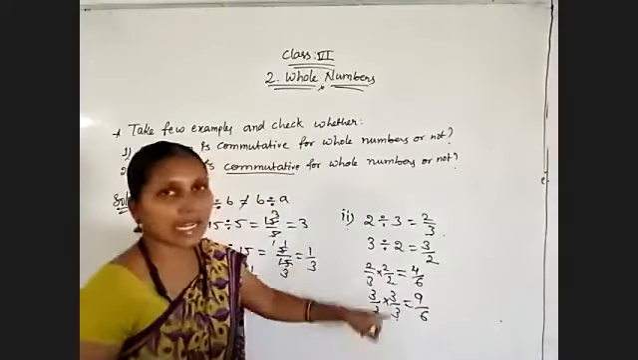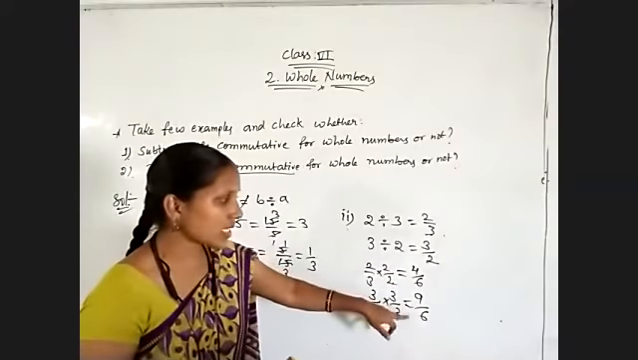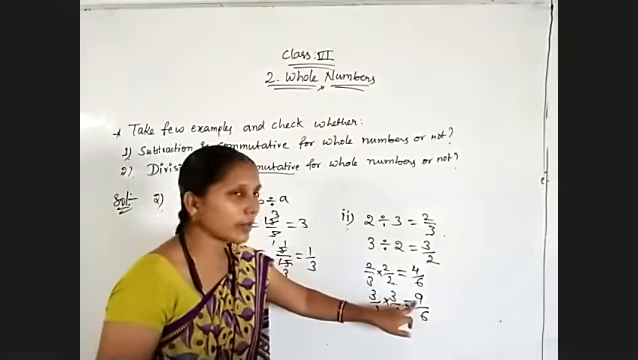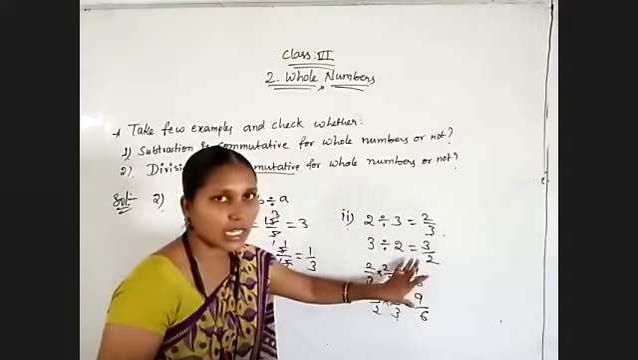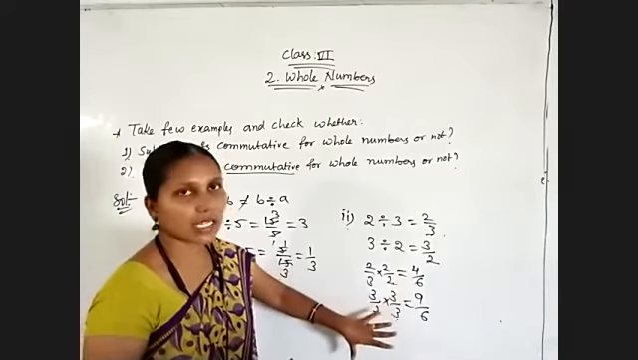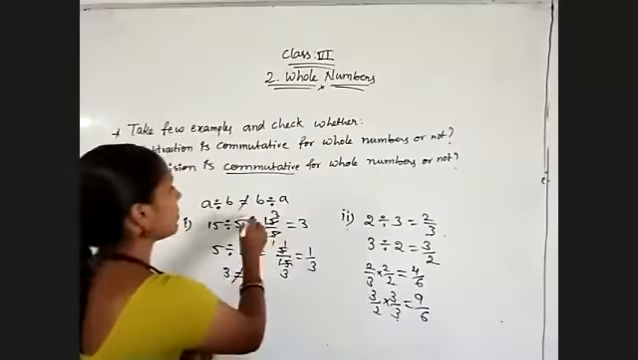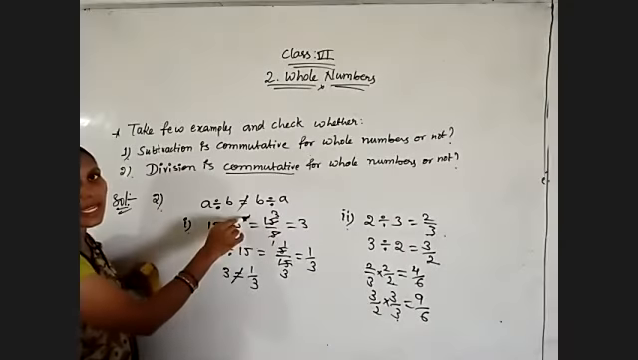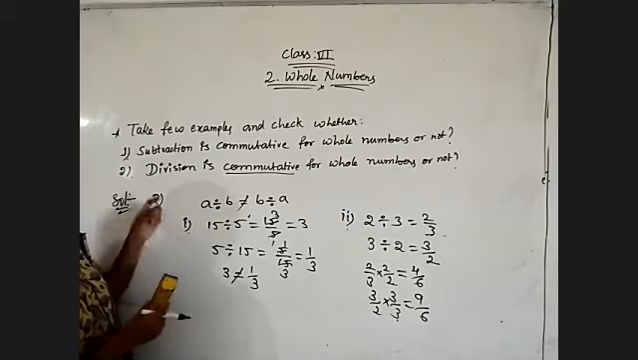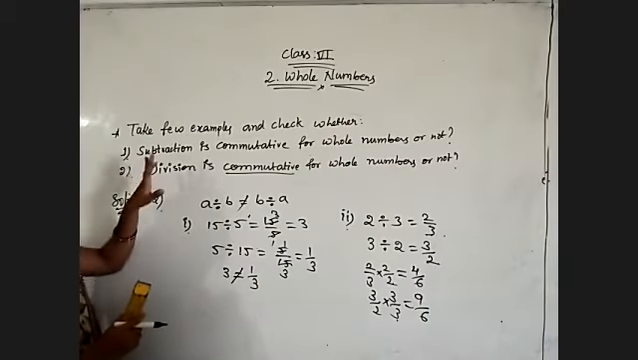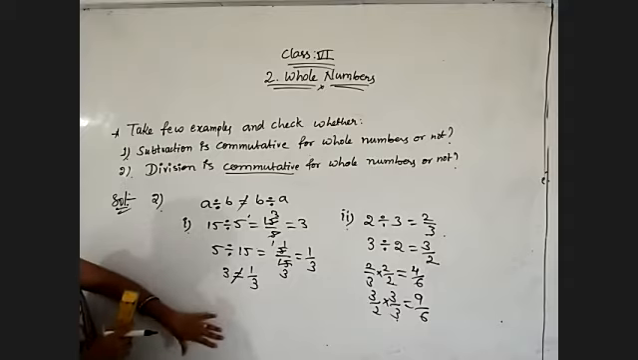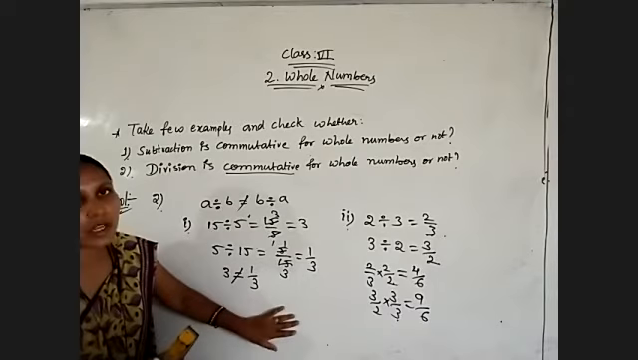Now both are like fractions: 4 by 6 and 9 by 6. Are they equal? No. 4 by 6 is not equal to 9 by 6, because if the numerators are equal, then the complete fraction will be equal, but both are not equal. So same thing, a divided by b is not equal to b divided by a. Take any examples, we will get it that way only. So with this we can conclude that division is not commutative for whole numbers.